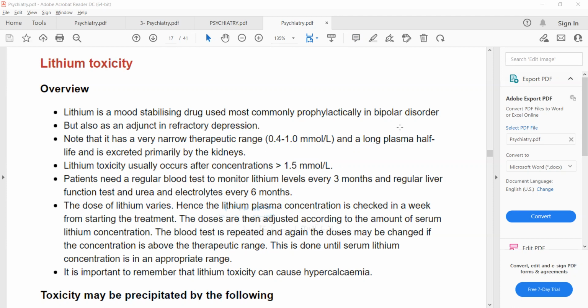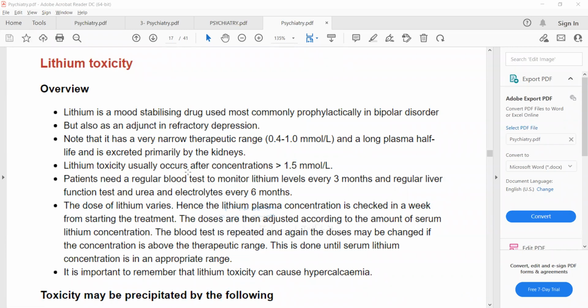The therapeutic window, or the therapeutic range, of lithium is very narrow. That is between 0.4 to 1.0 millimole per liter. It has a long plasma half-life and is excreted primarily by the kidneys. So the half-life of lithium is very long and it is excreted by the kidneys, and the therapeutic range is 0.4 to 1.0 millimole per liter.